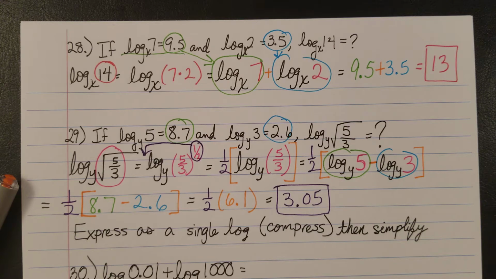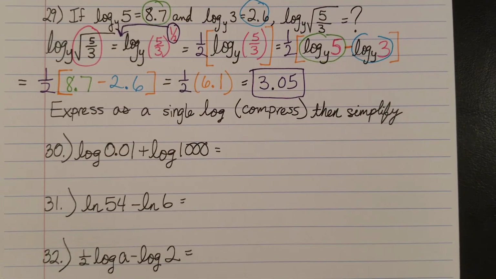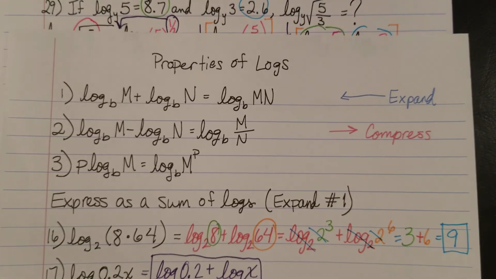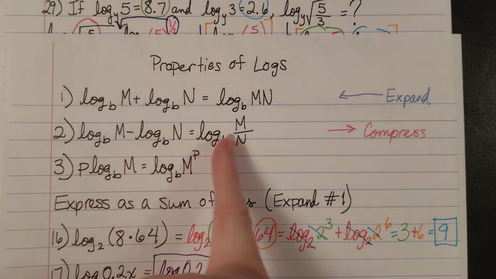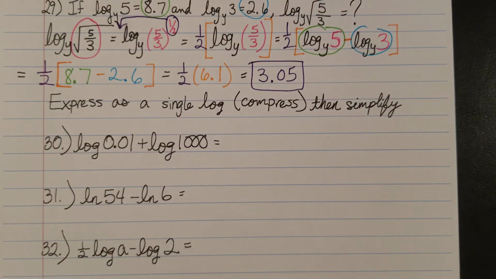All right. Okay, so now let's move on. What we're going to be doing next is basically using all of those same properties, but doing them in reverse in order to compress, condense, combine multiple logs down into a single logarithm. Okay, so we are using those same properties. So we're doing these properties here, but now we're going from multiple logs and trying to express it in a single logarithm.